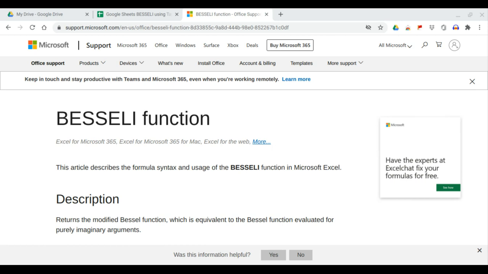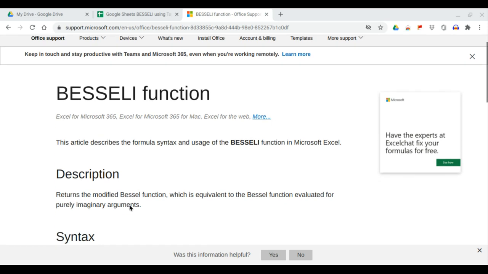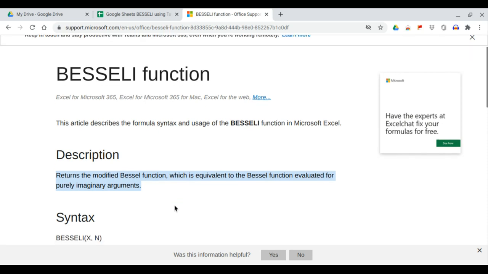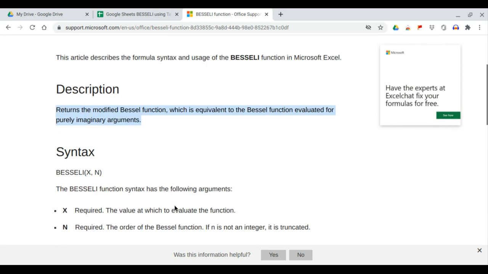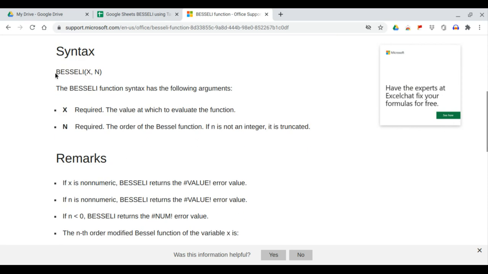BESSELI function. The BESSELI function returns the modified Bessel function, which is equivalent to the Bessel function evaluated for purely imaginary arguments. The syntax for the BESSELI function is BESSELI(x, n), where x is the value at which to evaluate the function, and n is the order of the Bessel function.